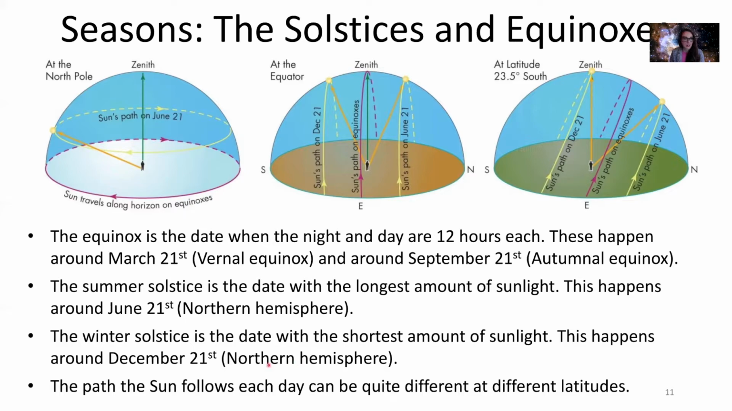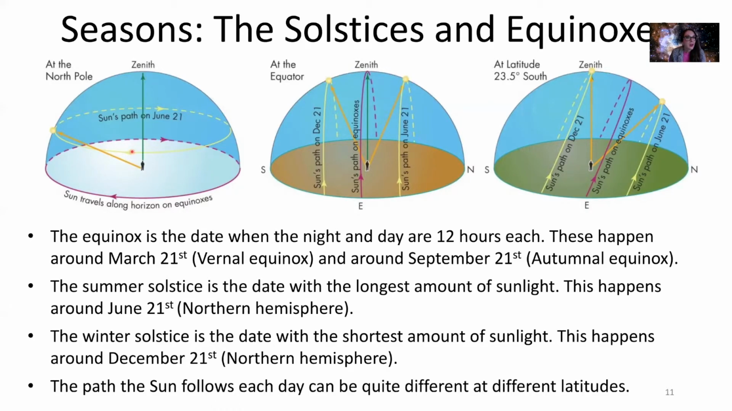And so the path that the sun follows each day can be pretty different depending on your latitude. So let's take a look at what that looks like when thinking about 3 different latitudes on the surface of the globe. So let's go to the North Pole. If we go to the North Pole, zenith is the point directly above us. We're standing on the pole of our planet.